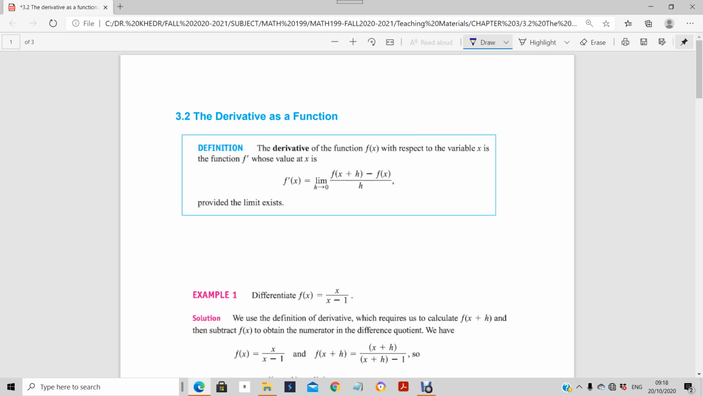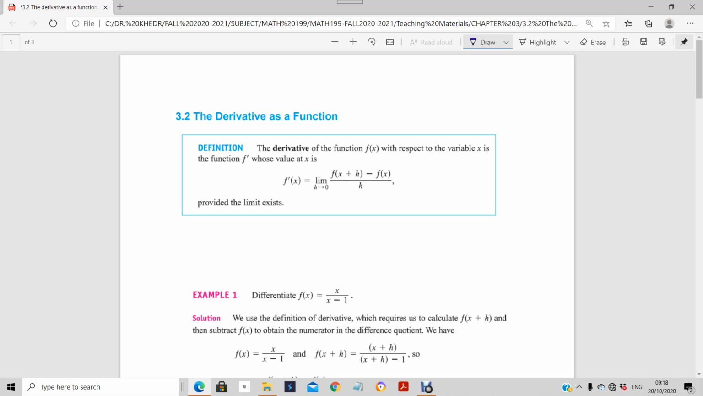Today we'll start with section 3.2, the derivative as a function. In the previous section, we learned how to find the derivative of a function at a point. Today we will learn the derivative of the function as a function. Means when we differentiate the function, we will get a new function.